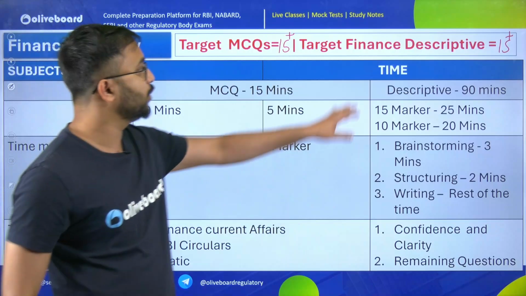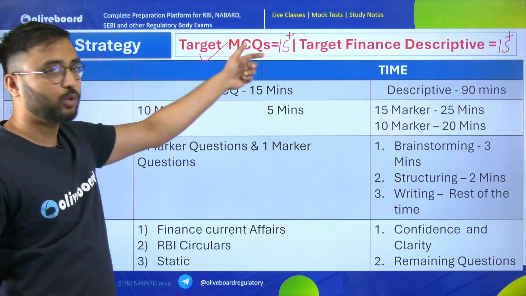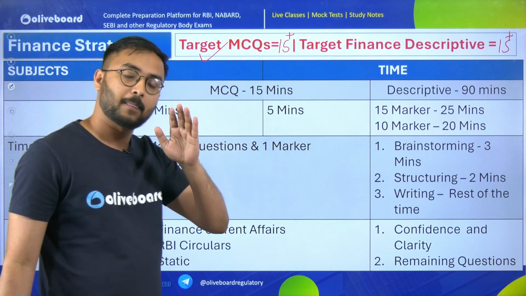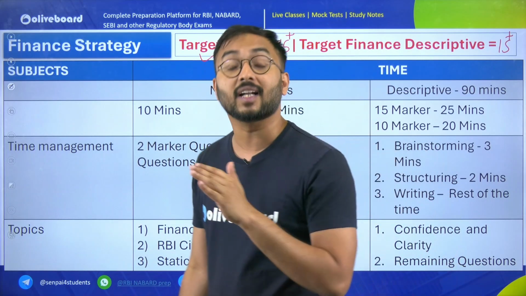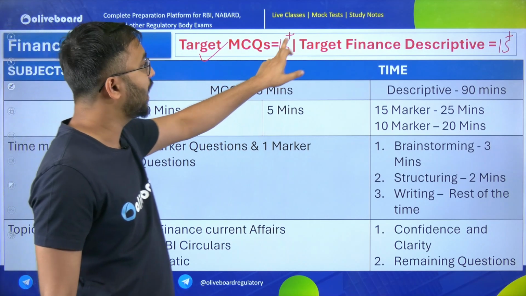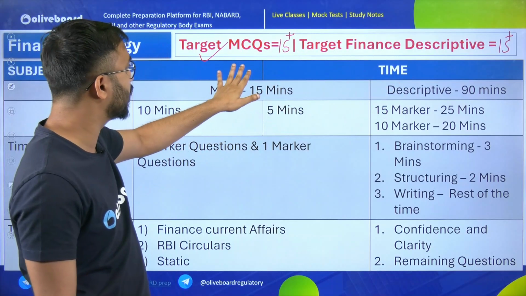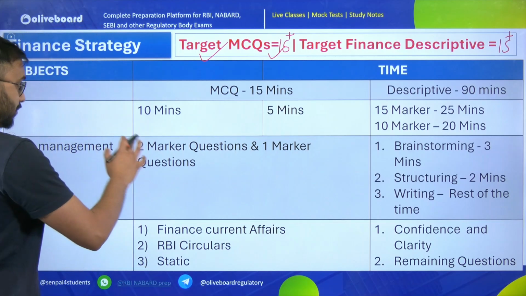Because as I told you, finance descriptive would be totally current oriented, whereas the MCQs which will come in finance would have a 60-40 distribution between finance current affairs and finance static. That's why out of 25 each in descriptive and MCQ, 15 plus should be your target. Now how to achieve that?